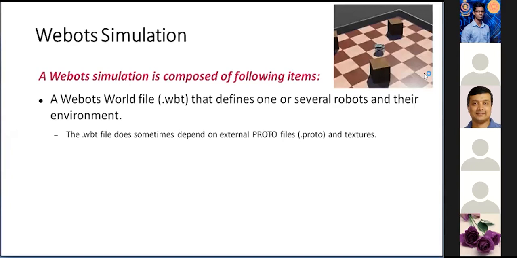The different robot models will make up the world file. Sometimes this depends on external proto files. Proto is used to define new models. For example, if you create a robot of your own using simple geometries, wheels, etc., then you can create a proto file of that. The proto will then work as a model. You can simply add this proto node as a robot to the model.